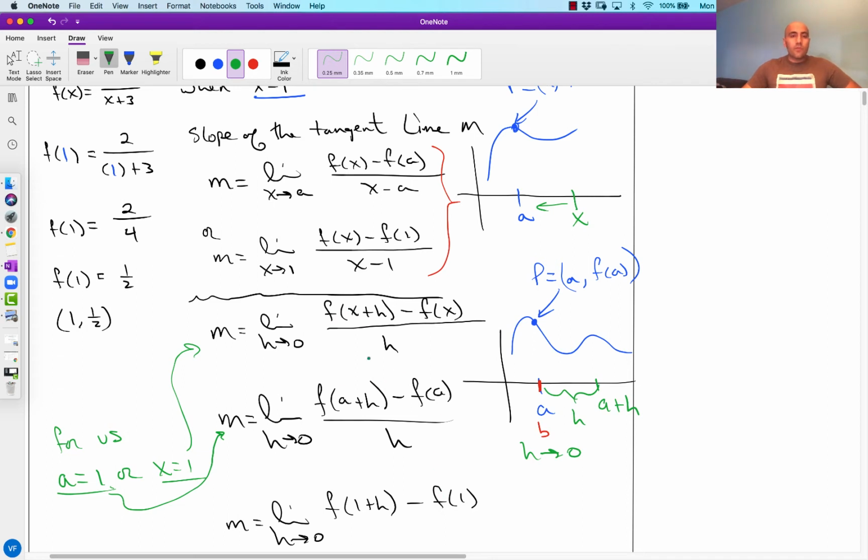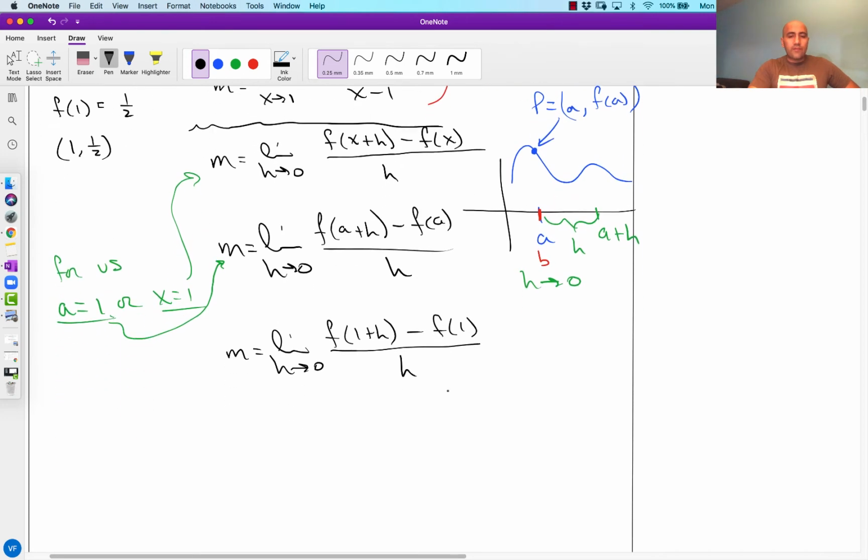All of it over h. Okay, so now once we have that, what we have to do is evaluate our function at 1 plus h, and evaluate our function at 1, subtract them, divide by h. Our goal is going to be to simplify this, get it to a point where I can evaluate my function at h equals 0 and not be dividing by 0.